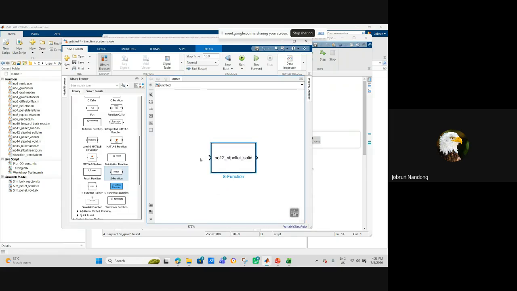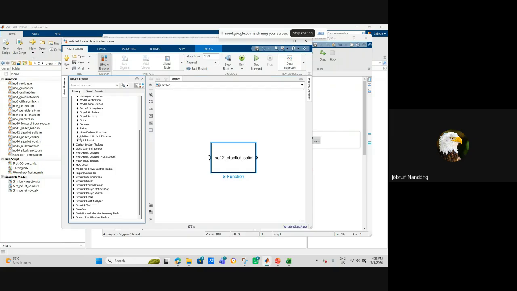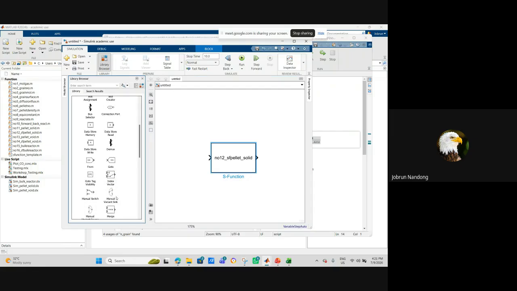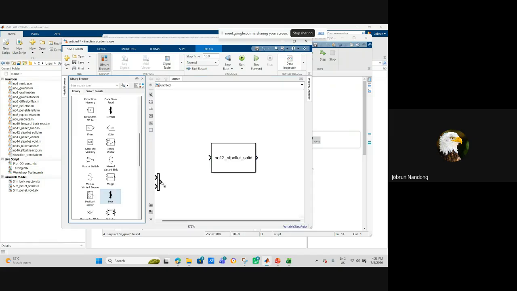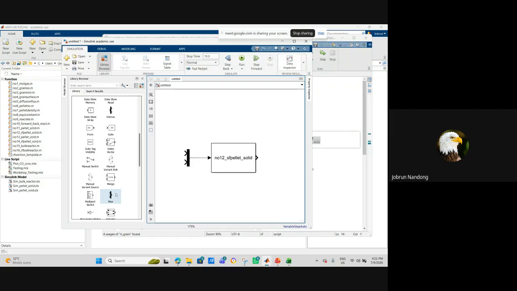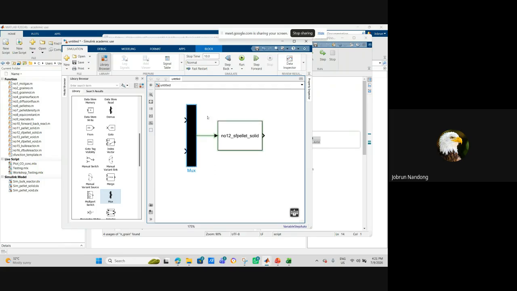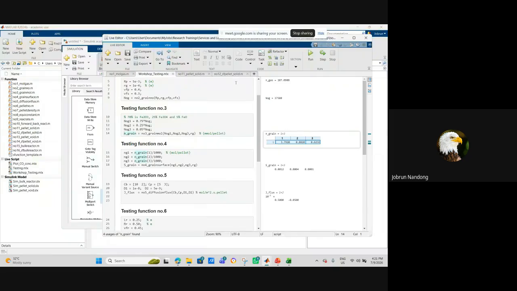We create an input here. To create an input on this side, what we need is, what do you call this one, Signal Routing. We go to Signal Routing and then we create the input. This one. Connect to this one. In the Signal Routing, you go to Mux. Then how many channels do we need? We look at the S-function again.